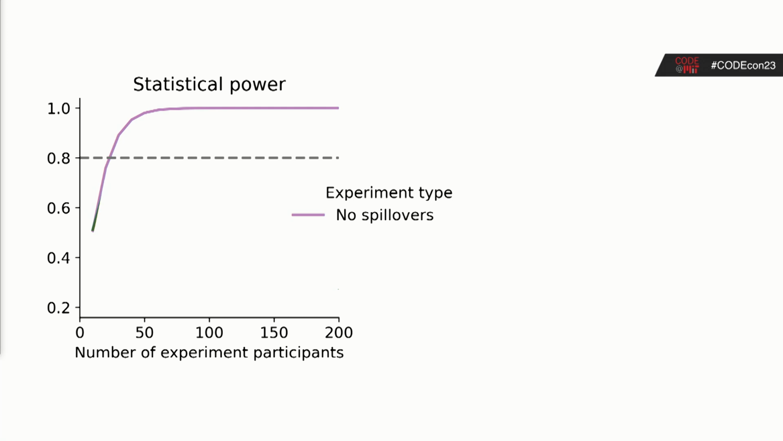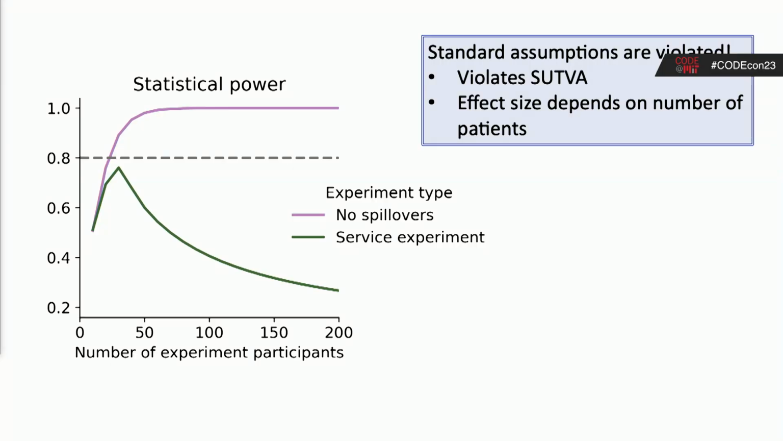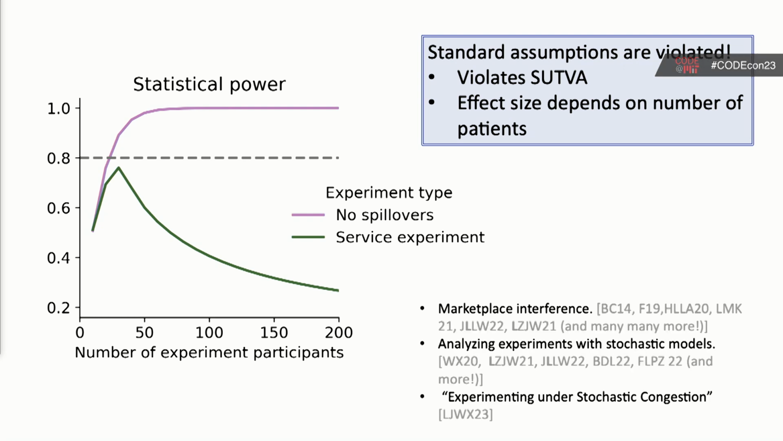In most of these cases, if you don't have interference, your statistical power will look something like this, where it's increasing in the number of patients. But in these service experiments, these capacity-constrained experiments, power could actually look something like this, where it's increasing up to some point, and then after that, it's decreasing. So you can imagine if you're a platform that's trying to demonstrate that your program can be effective, and you think, let me increase the number of patients without increasing capacity, you could actually be decreasing your power here. Again, this is all because of SUTVA violations.